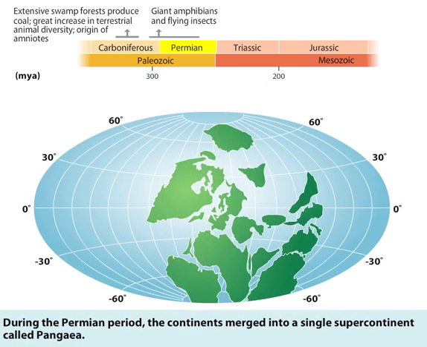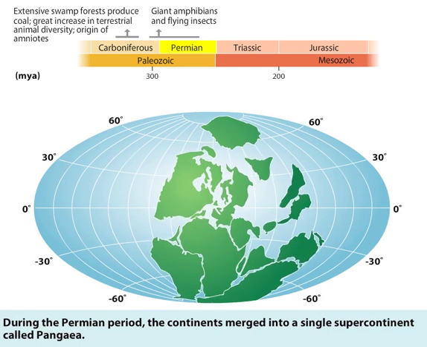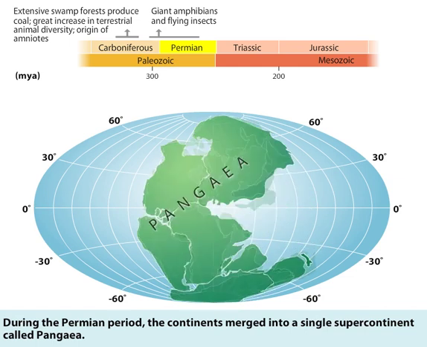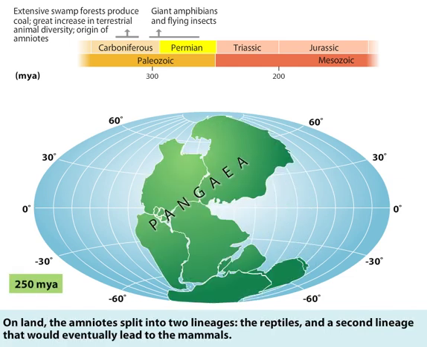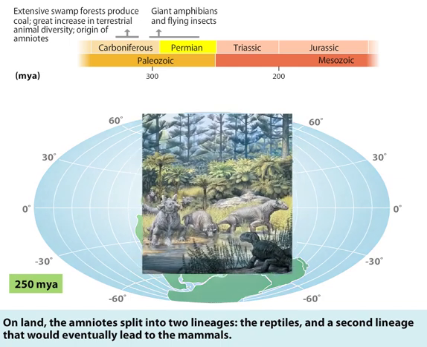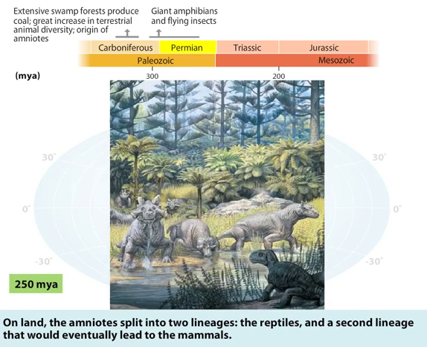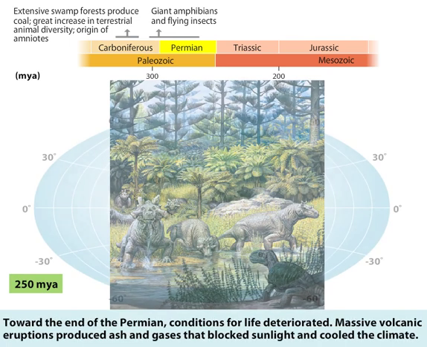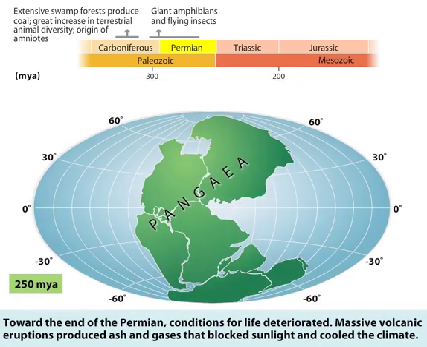During the Permian period, the continents merged into a single supercontinent called Pangaea. On land, the amniotes split into two lineages, the reptiles, and a second lineage that would eventually lead to the mammals. Toward the end of the Permian, conditions for life deteriorated.